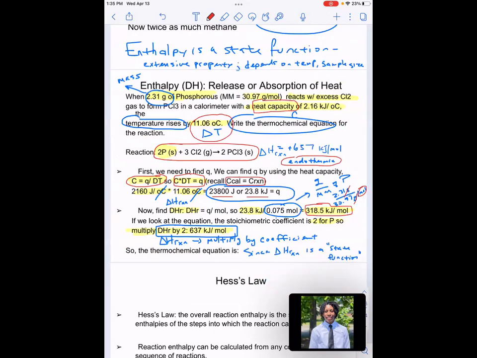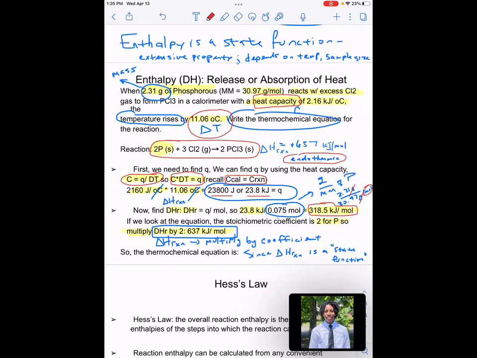So this problem right here just tied in a bunch of different concepts, right? It tied in heat capacity and the calculation of Q, and then also tied in the relationship between enthalpy and Q, or the heat of a reaction, either lost or gained. And it also ties in some of the terminology as well, endothermic versus exothermic.